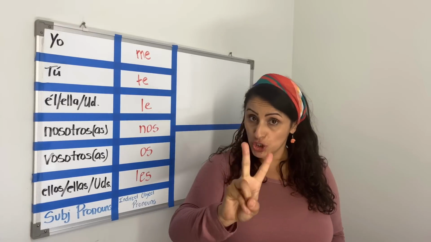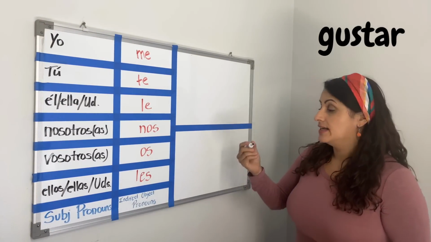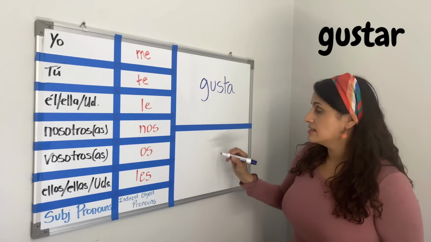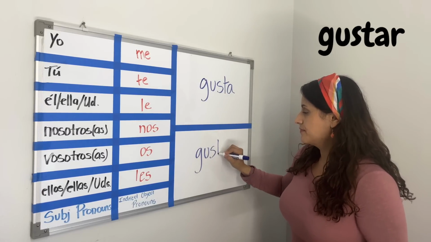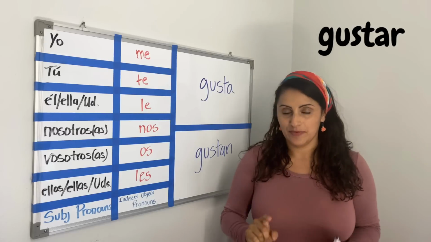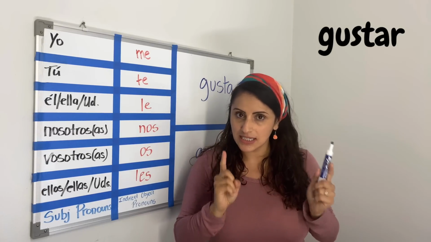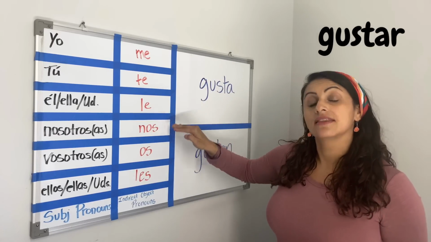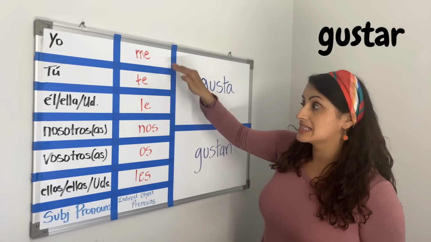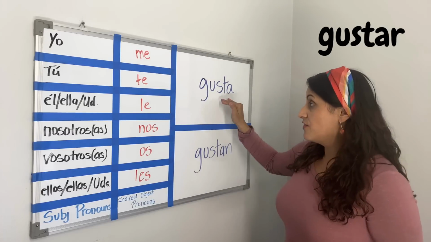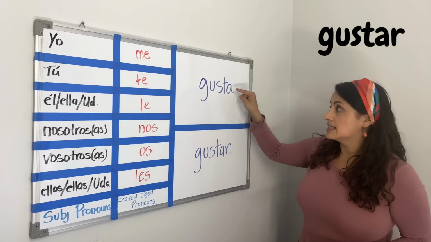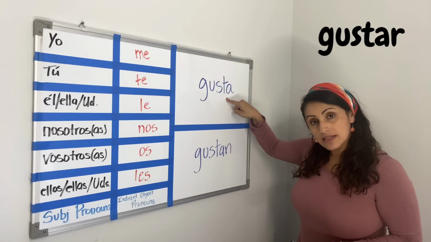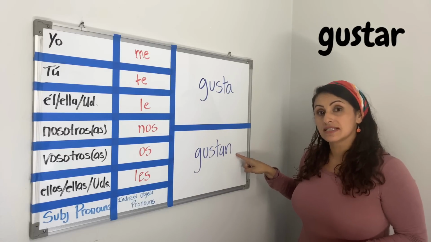So there are two forms of the verb gustar. There is gusta and gustan. Okay, so I want you to now pay really good attention to this. These indirect object pronouns go depending on the person that is receiving the action, the person that likes something, okay? This one right here is going to be based on the item that we like. If it's one item, it's gusta. If it's two items, it's gustan.